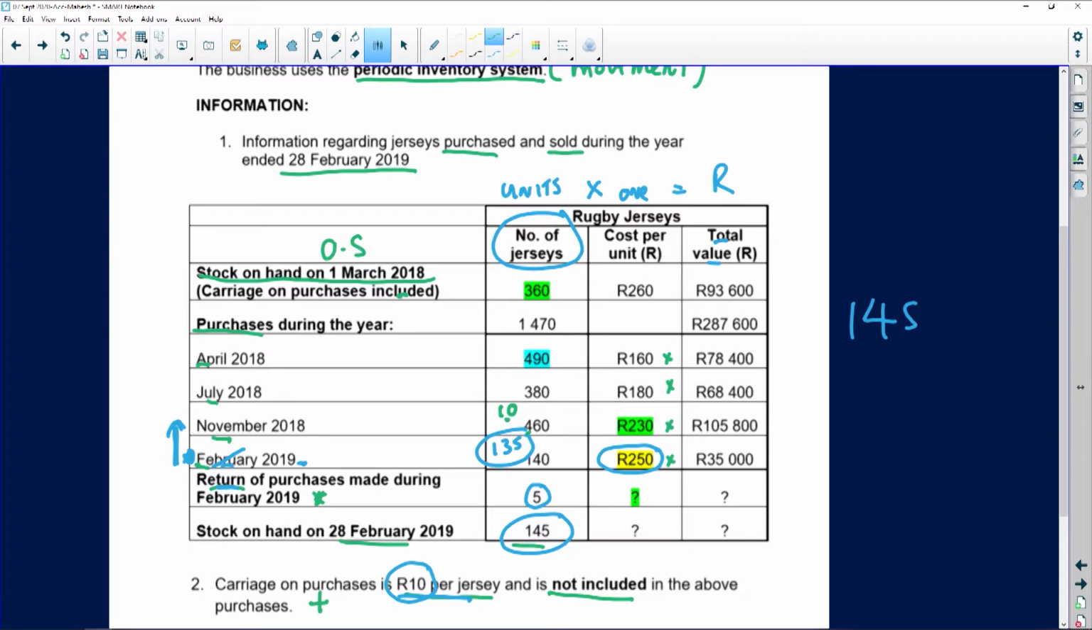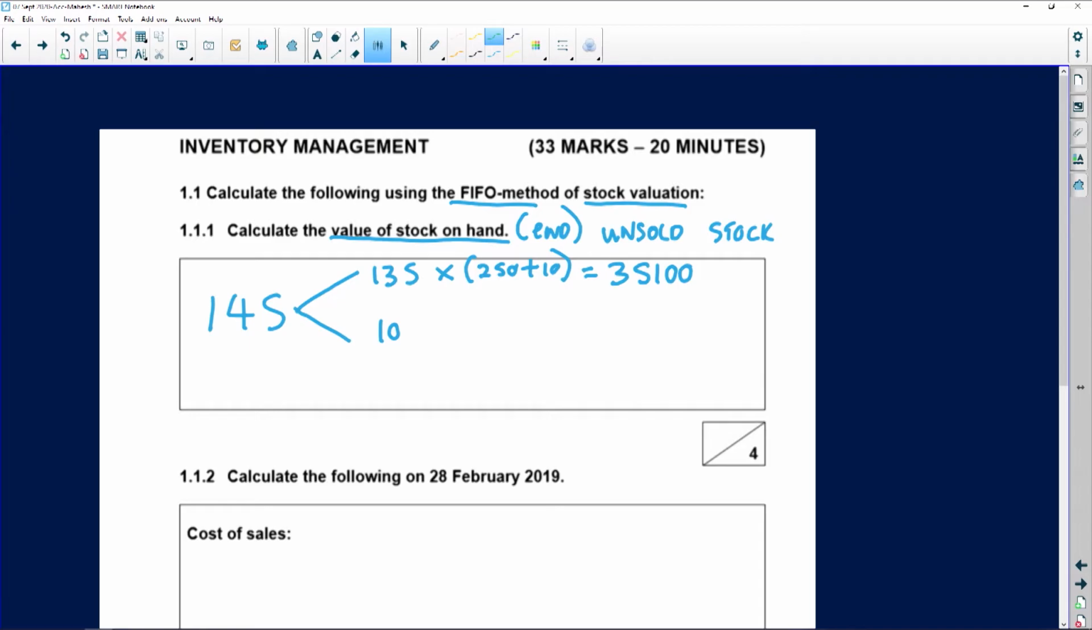So the 10 jerseys, the cost price, 230 Rand. And remember, I've got to also include the 10 Rand carriage on purchases. So my cost, 230 plus the additional 10. Right, so let's fill that in. So I've got 10 times, in brackets, 230.